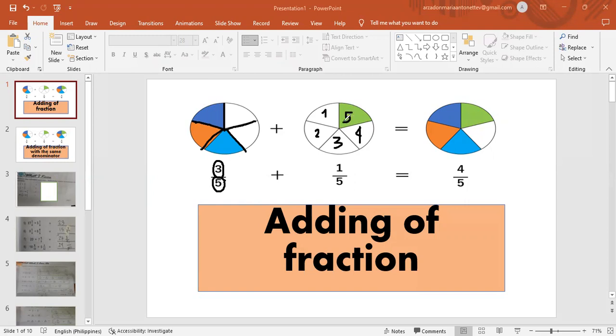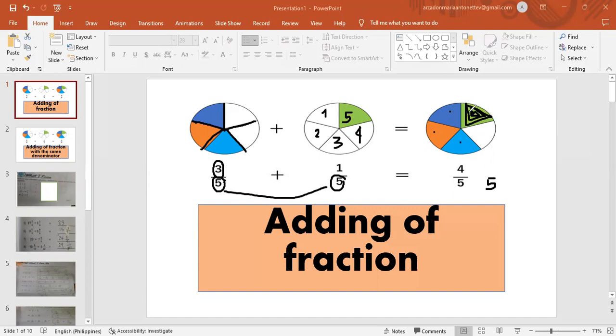So, in this part, we have the same denominator, right? This is the easiest part in adding fractions because they are the same denominator. So, you're going to add 1/5 to 3/5. What will we do now? First, you have to copy the denominator. There are 3 shaded first, and you're going to add another one.